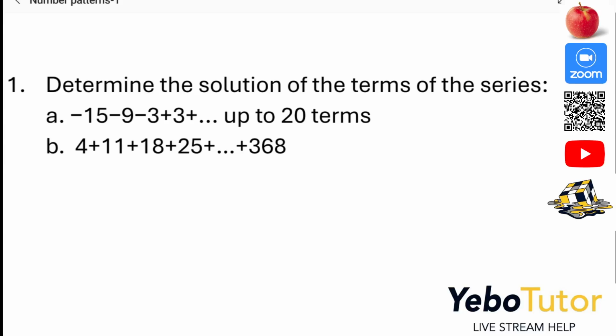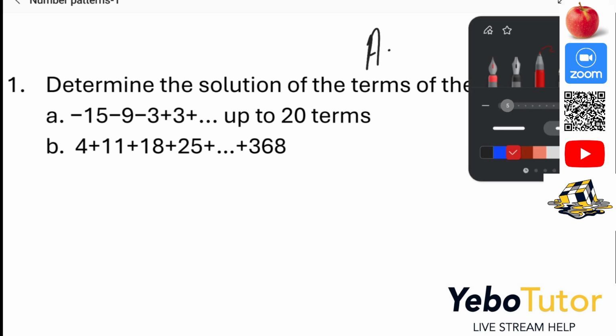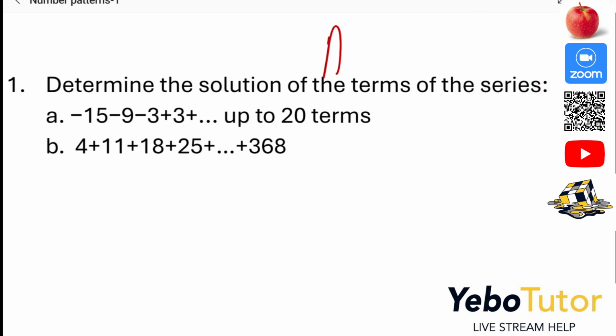All right, now let's look at the example of calculating the sum of the series. What is important to understand now is how to determine the solution of the terms of the series. We are still looking at the arithmetic series.